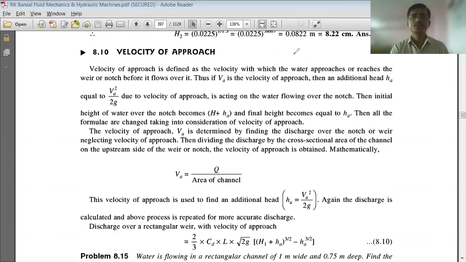Who will tell me what is velocity of approach, if you remember, or if you get some clue from this title? Anyone can tell me the meaning of this word, velocity of approach? Okay, let us see here.